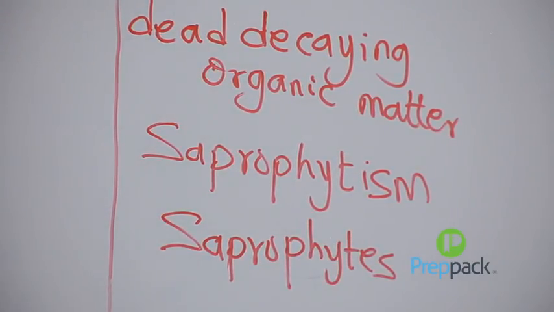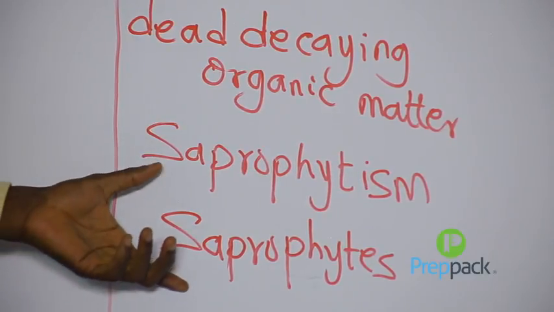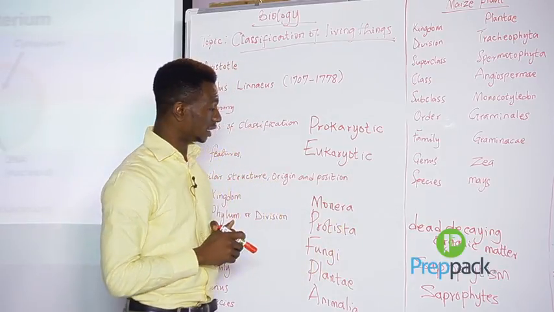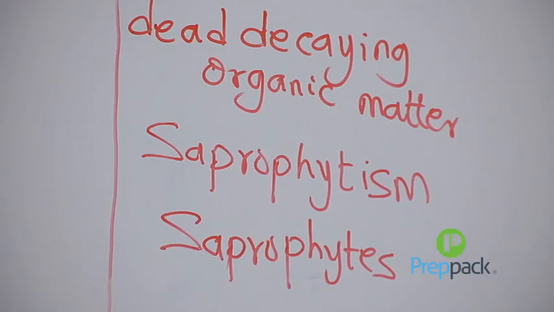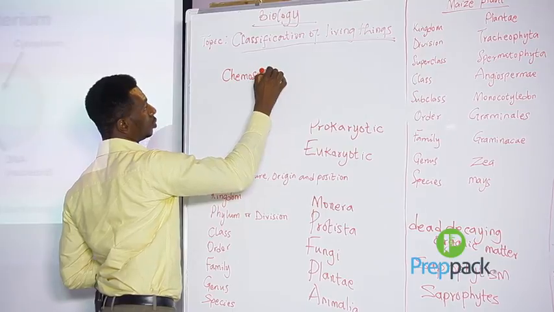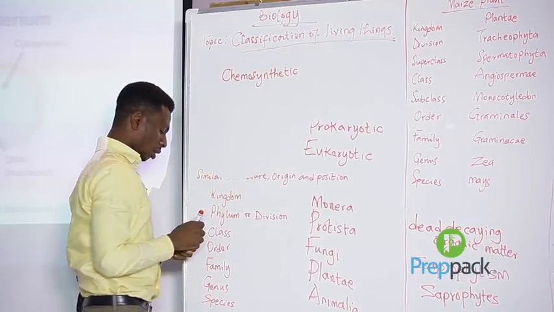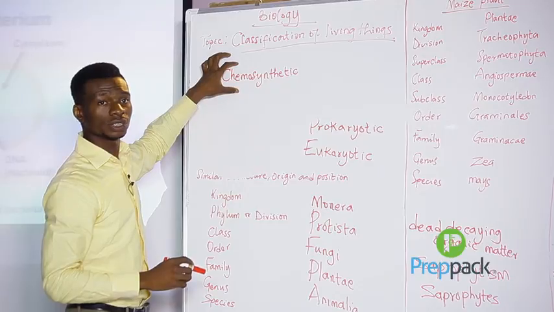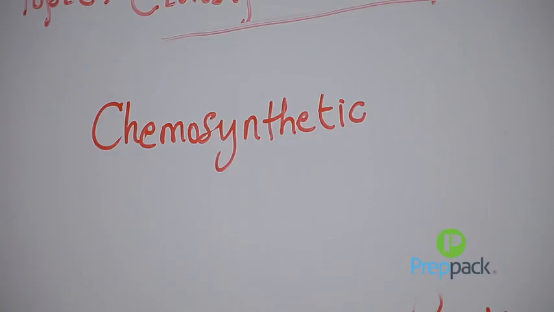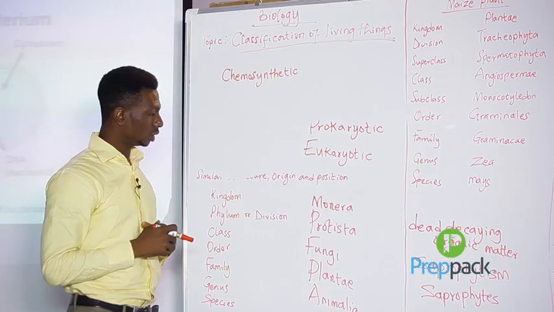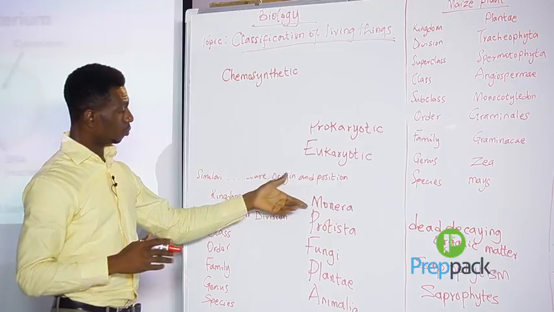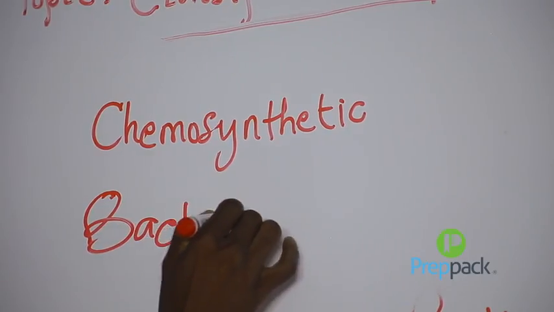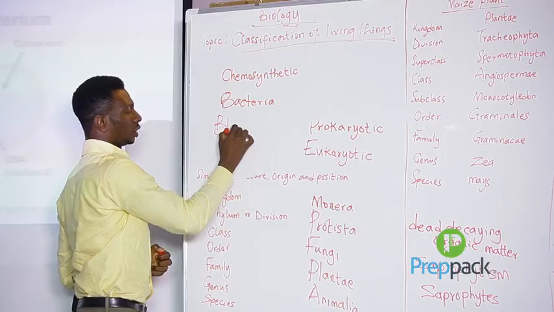This simply means that it is safe to conclude that some bacteria are saprophytes, while others are chemosynthetic. They are chemosynthetic because they are able to utilize some elements in their environment to manufacture their own food. So, in a nutshell, Monera comprises the bacteria and the blue-green algae.